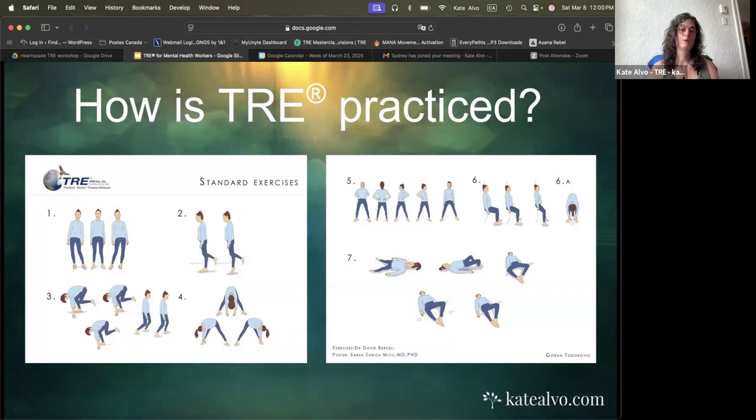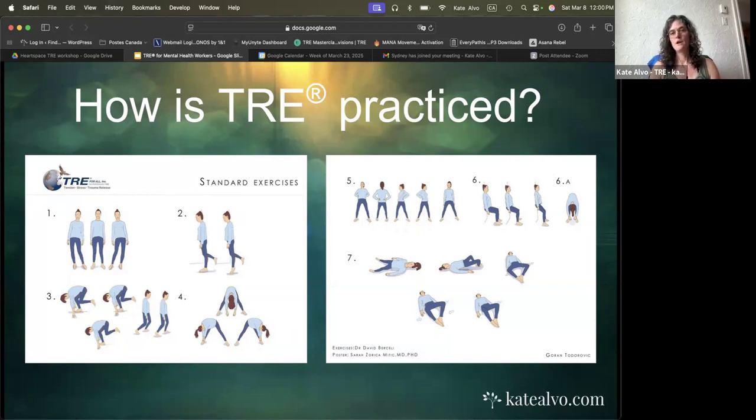But anyway, the reason I don't teach all of the exercises is that it makes it very long to get into the tremoring process. And for me, the most important thing is that people practice this. So this is a practice. This isn't a one-and-done therapy, as you guys know with SSP. It's not something that you listen to once and then you're done.